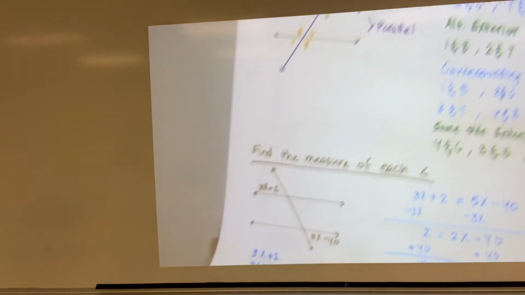Next, we're going to look at triangles. First, we know that the measure of all angles of a triangle has to be 180.